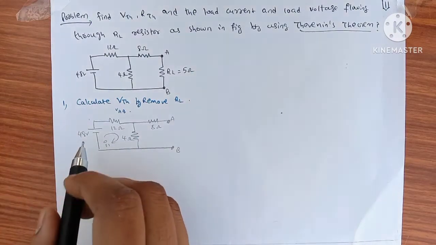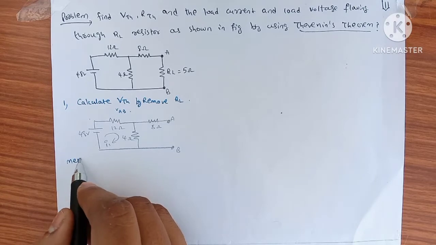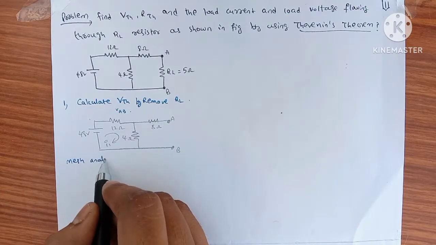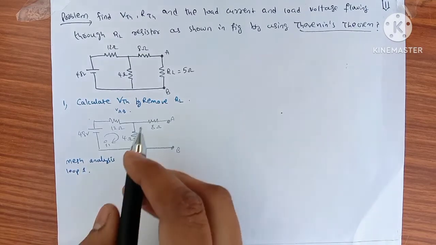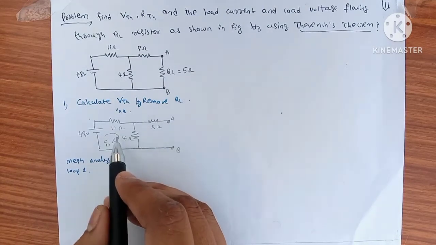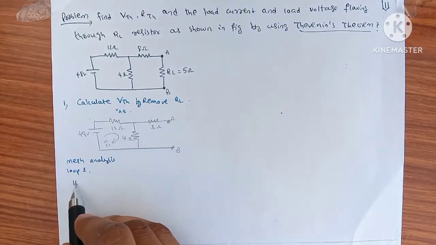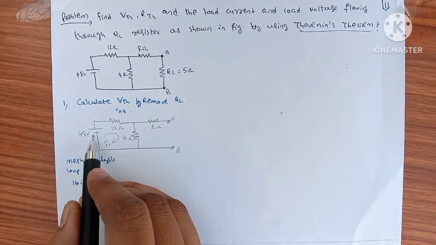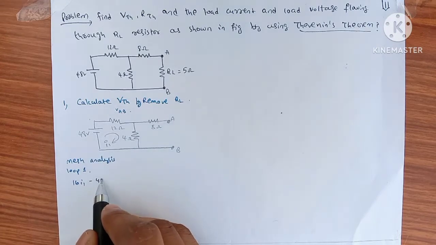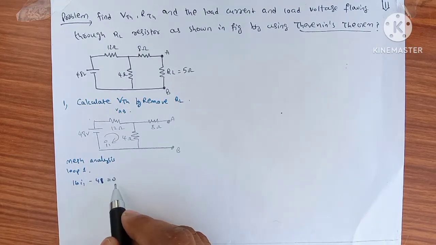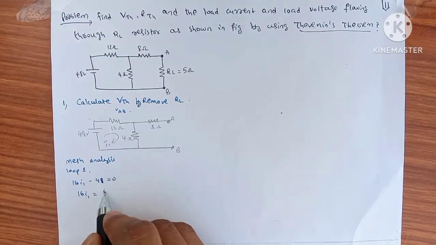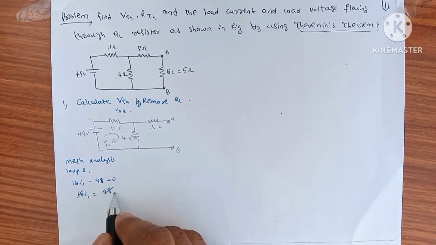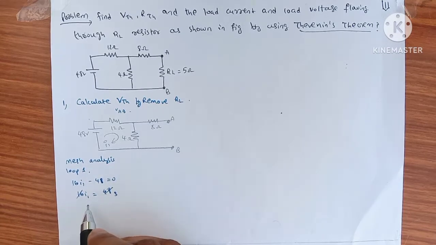So from mesh analysis, taking loop 1, from loop 1, 12 plus 4, 16 I1. Here I1 is touching the first negative terminal, so minus 48, which is equal to 0. Again 16 I1 is equal to 48. 16 times 3 is 48. So I1 is equal to 3 amps.